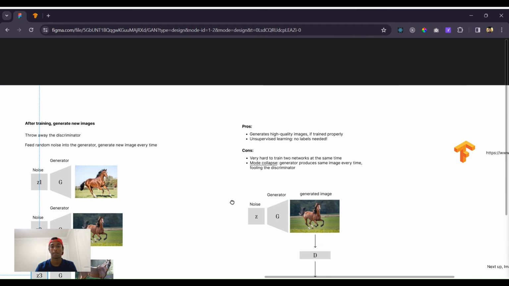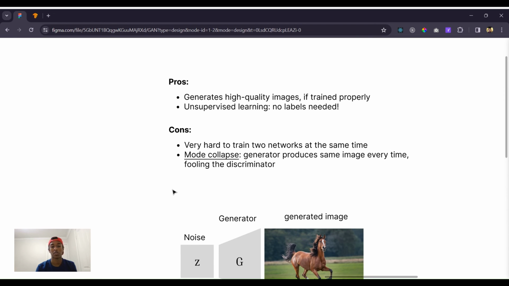Let's just quickly go over some pros and cons of the GAN architecture. So the pros of the GAN architecture is that it can generate high quality images if it's trained properly, and this is all unsupervised, so we don't need any labels at all. We just need a training set of images. Okay, how about the disadvantages?